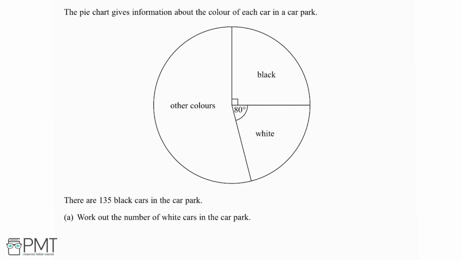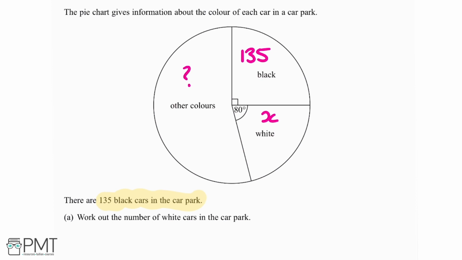The pie chart gives information about the colour of each car within the car park. We're told that there are 135 black cars in the car park. So part A says we need to work out the number of white cars in the car park. We know in the black section there are 135 cars, and we want to work out the number of white cars. And we don't know the number of other colours.